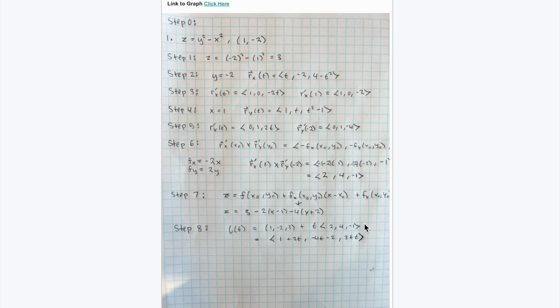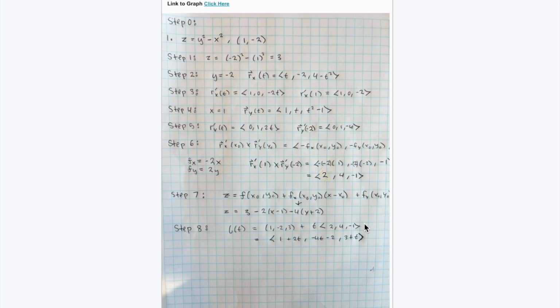Then in step 3, I am finding the tangent vector to this curve, so it's going to be the derivative of the space curve that we just found in step 2. So it's going to be (1, 0, -2t). And then at that specific point, when you plug it in, you get the vector (1, 0, -2).